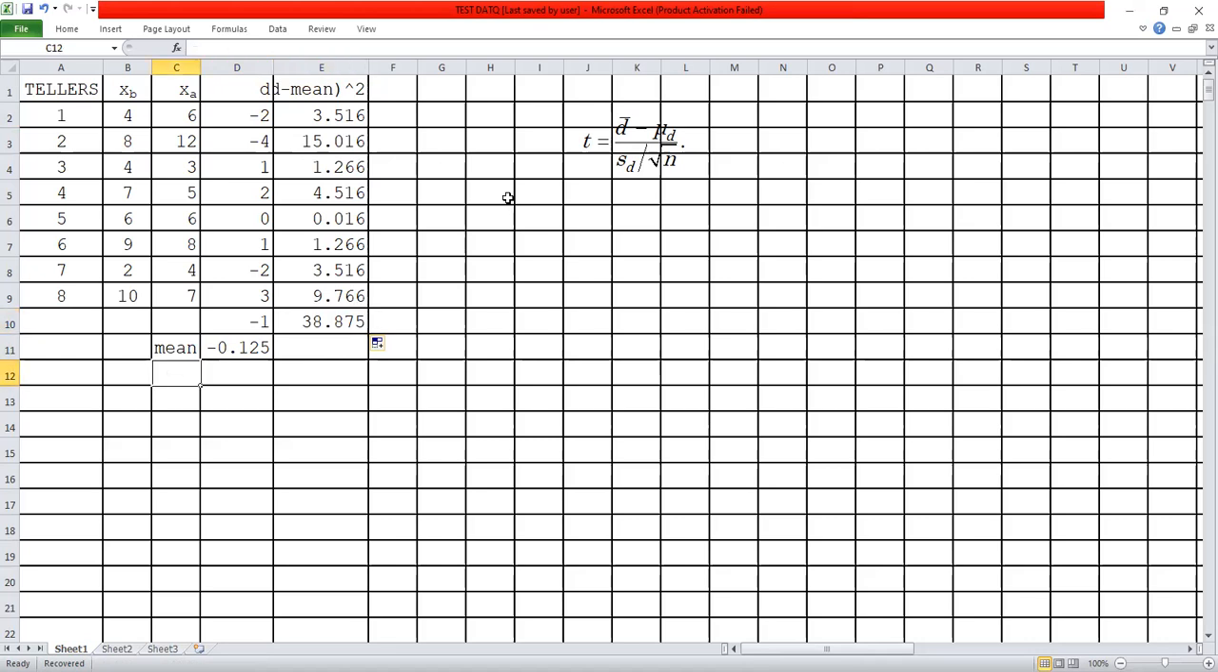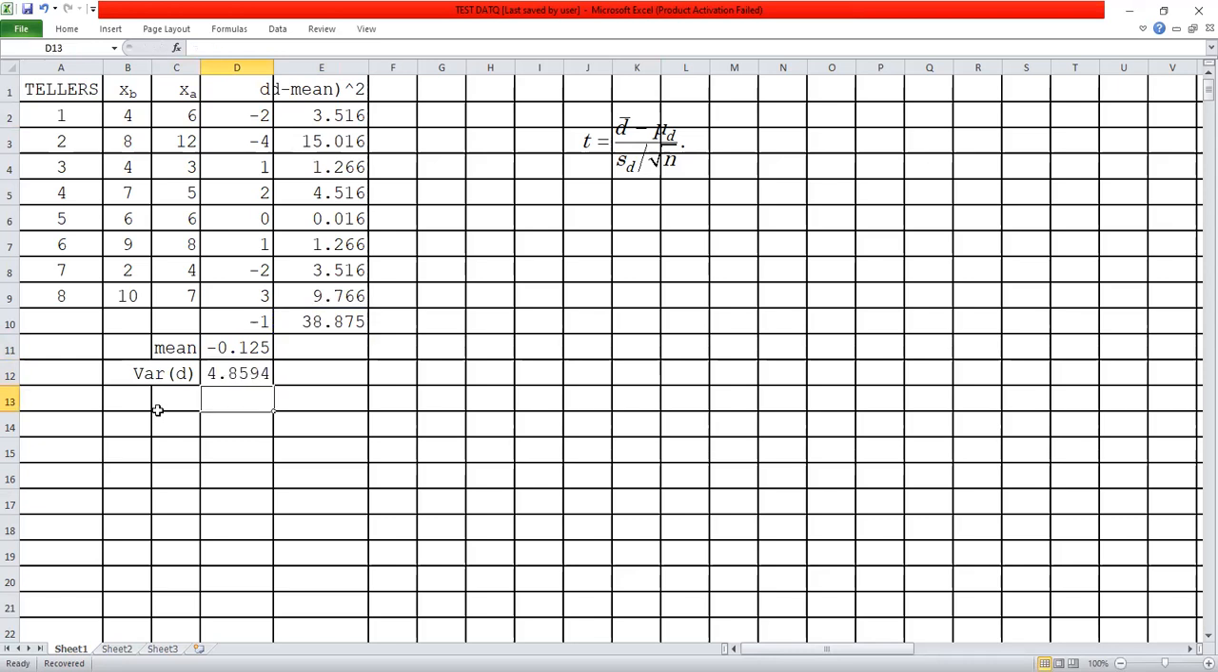You must write S squared D. S squared, because we want to get the variance. The variance is this SD squared. Just like S squared D, the variance of the differences. So me, I'll write here variance of D. Variance of D is essentially this one here, because we have no frequencies here, divided by 8.